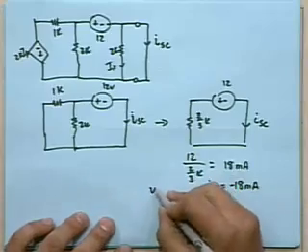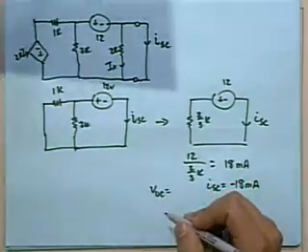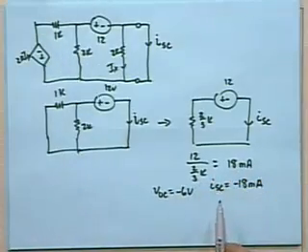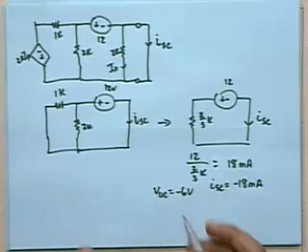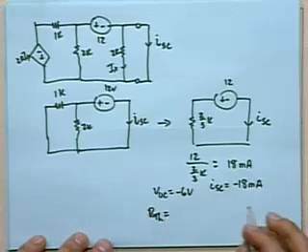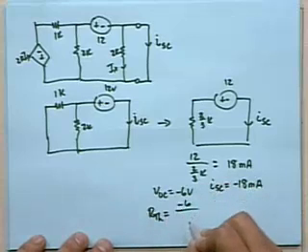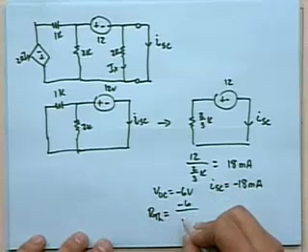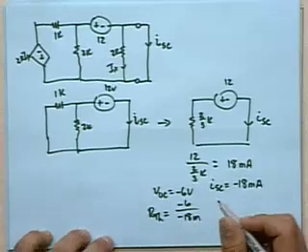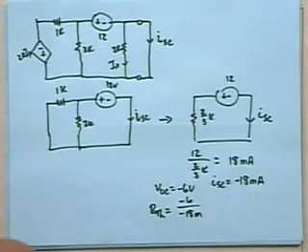So our open circuit voltage was negative 6 volts. Our short circuit current was negative 18 milliamps. So our Thevenin resistance equals the voltage, negative 6, divided by the current, negative 18 milliamps. So 6 divided by 18e negative 3 gives us 333 ohms, or 1/3 of a kiloohm.